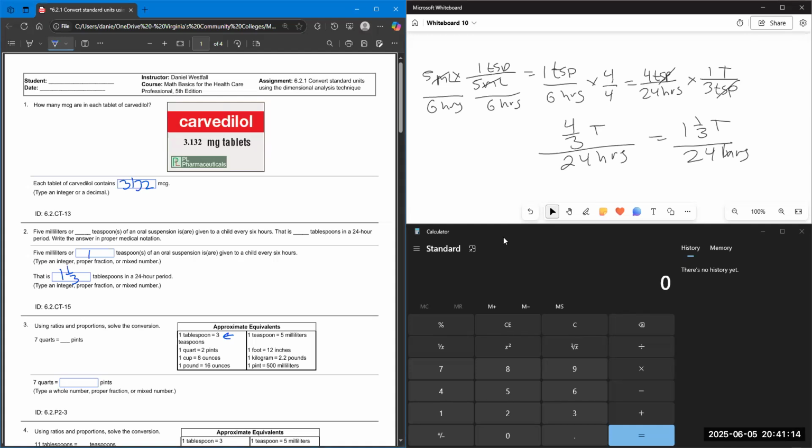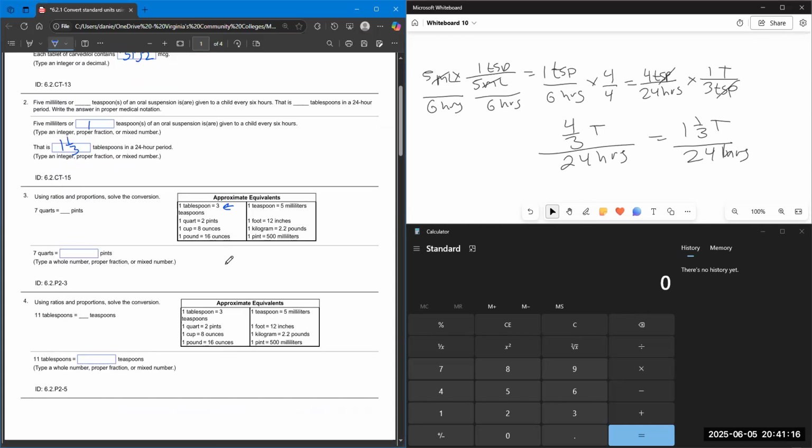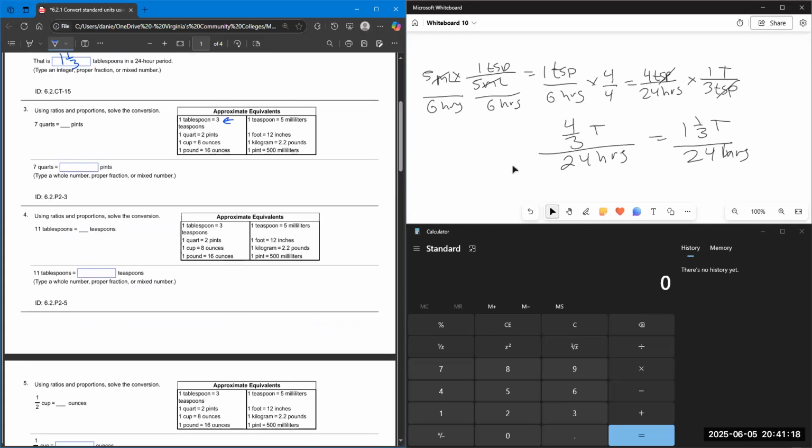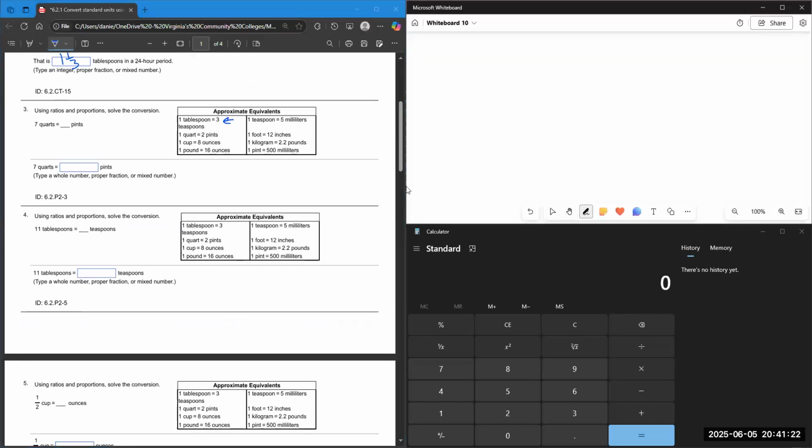All right, let's look at the next problem. 7 quarts to pints. 7 quarts is what we start off with, times the conversion factor between quarts and pints is right here, that 1 quart is 2 pints. Quarts will cancel and leave me with 14 pints.